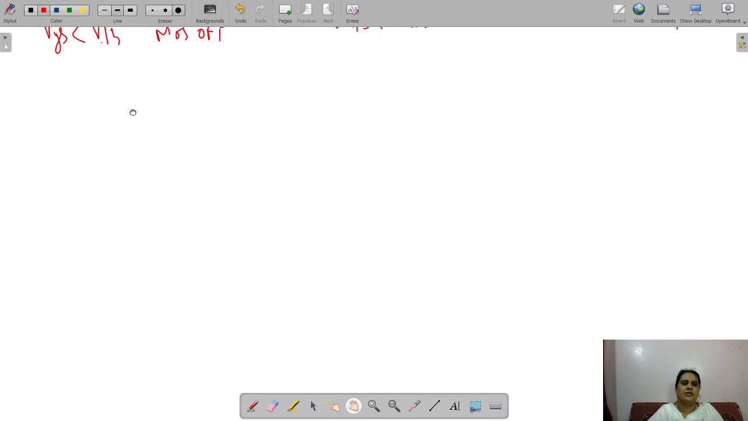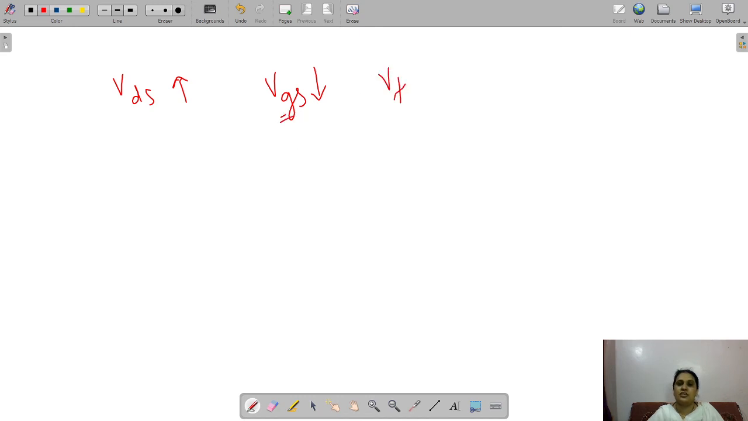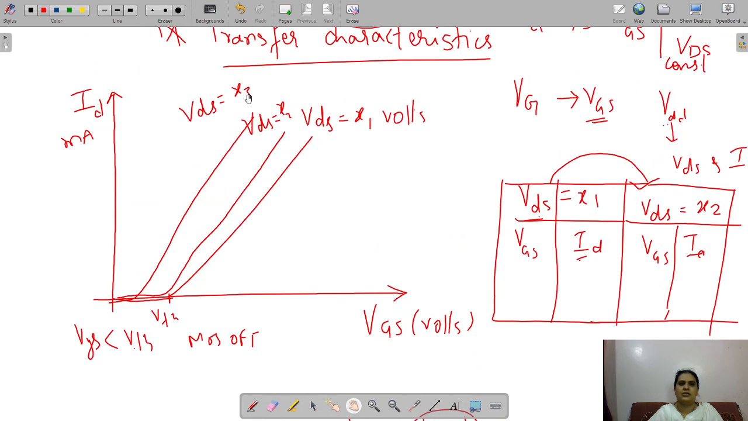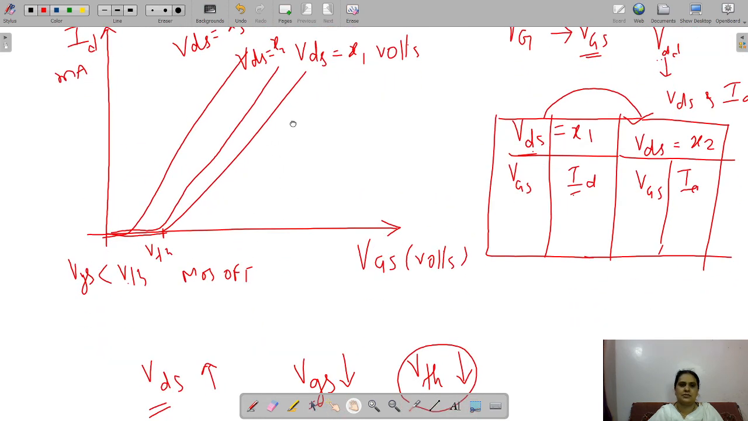So if you look at the graph, if I go on increasing the value of VDS, the VGS is decreasing. It means that the VTH also decreases. Means if I increase the value of drain-to-source volts, the threshold voltage of the MOS reduces. This parameter you can obtain from the transfer characteristics.